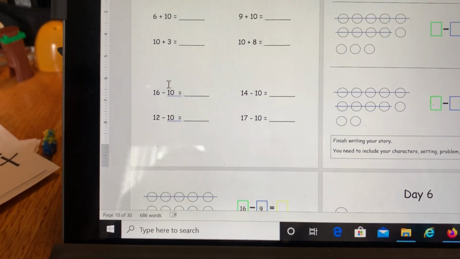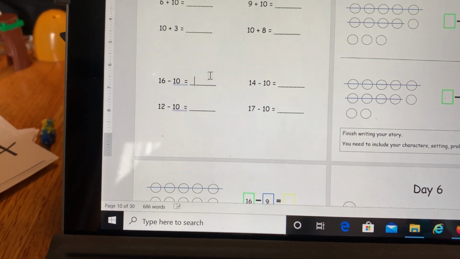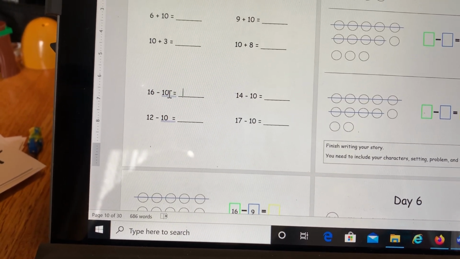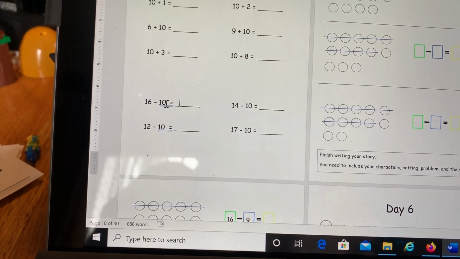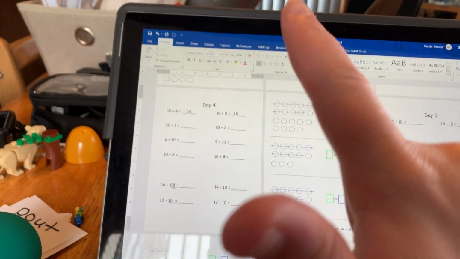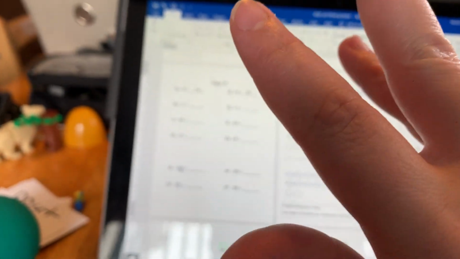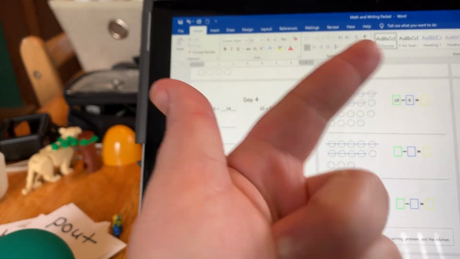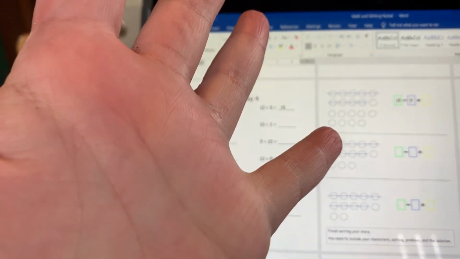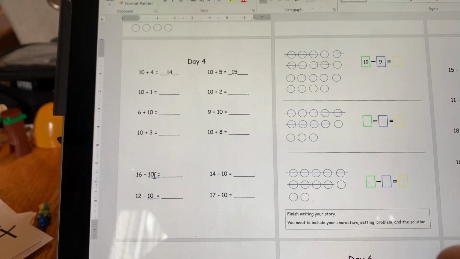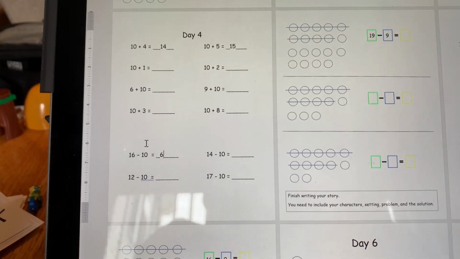Okay. And I'll do one subtraction with you. Let's see, this one says 16 minus 10. So I'm going to take away 10. So I'm going to count down 10. So 16, 15, 14, 13, 12, 11, 10, 9, 8, 7, 6. So when you take away 10, it equals 6.